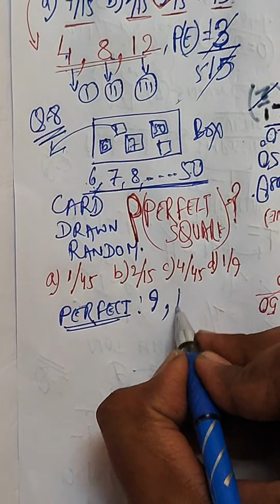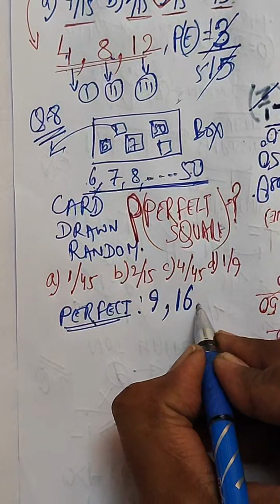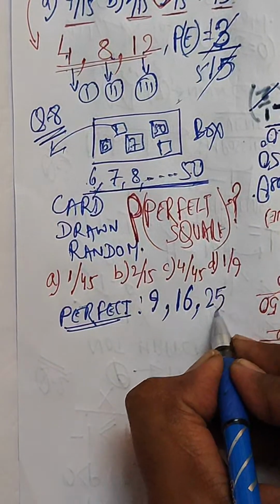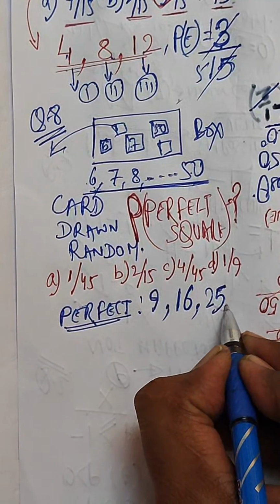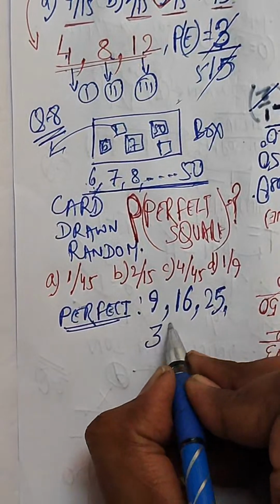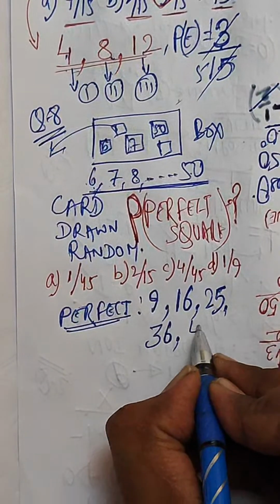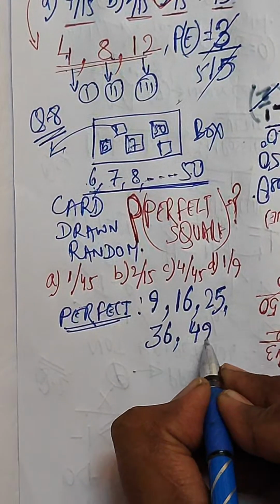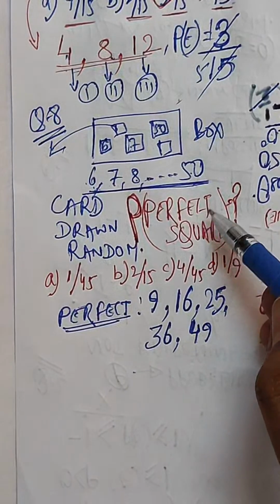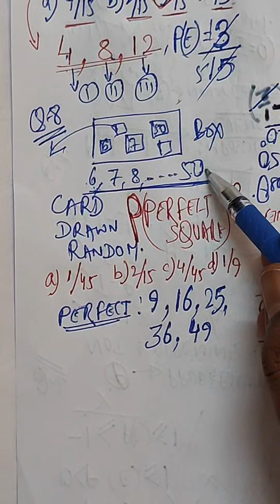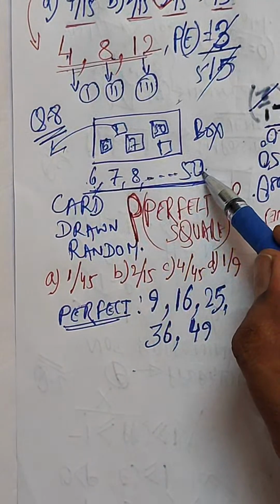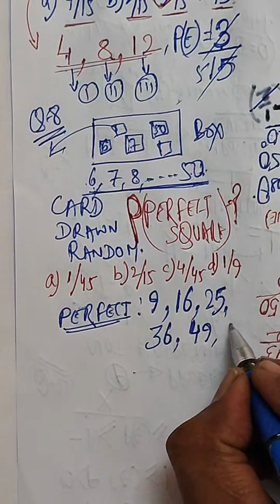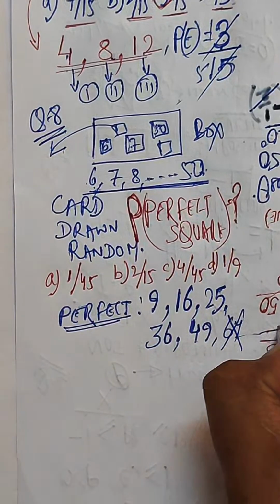13? No. 14? No. After 3, you can go to 4 square. 4 square is 16. So another is 16. After that 5 square, 25. Then 6 square, that is 36. And 7 square, that is 49. After that 8 square, 64. But 64 is exceeding the number 50. And we have the cards having the numbers till 50 only. So that's why we will not take 64 and forward, right?